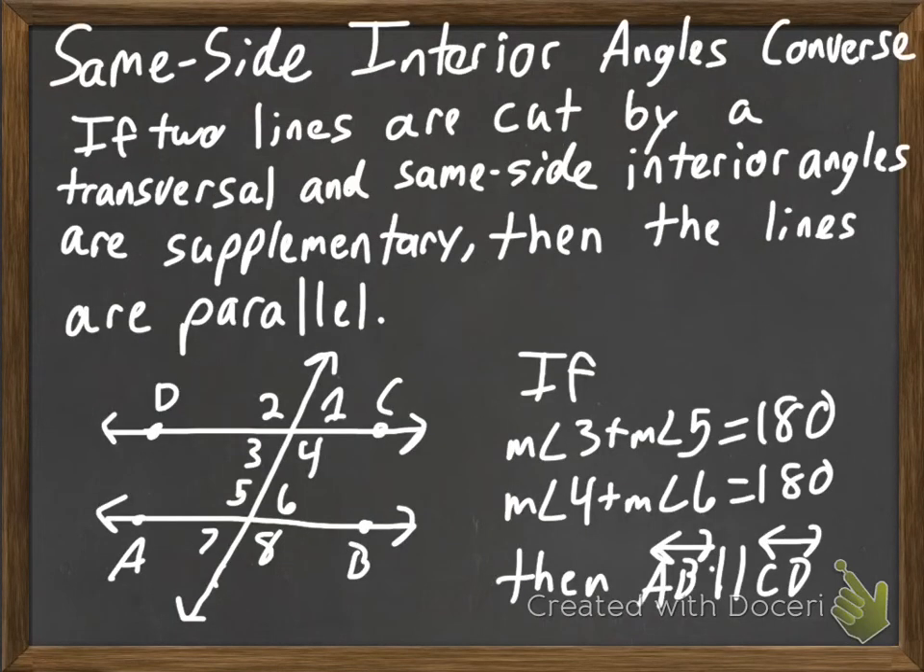And our last converse is the same side interior angles converse. If we have two lines that are cut by a transversal and the same side interior angles are supplementary, then the lines are parallel. So we look and we see that AB and CD are cut by a transversal. If we are able to see that the measure of angle 3 plus the measure of angle 5 equals 180, and the measure of angle 4 plus the measure of angle 6 equals 180, then we can state that line AB is parallel to CD.